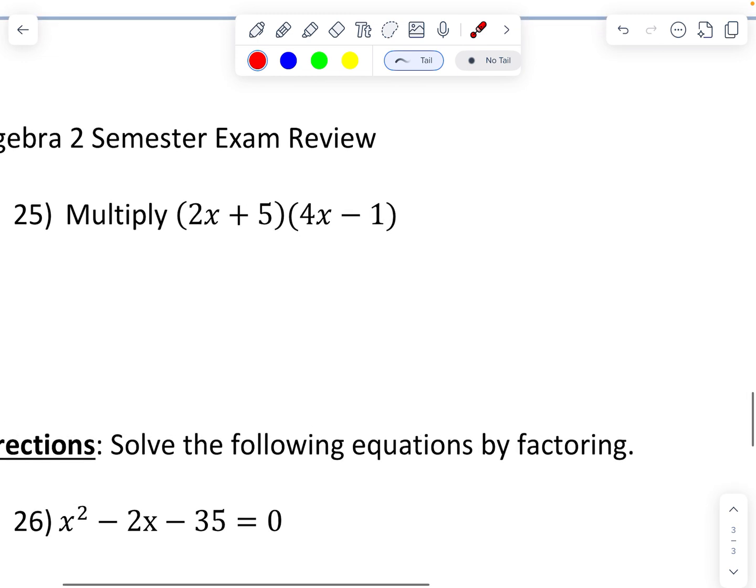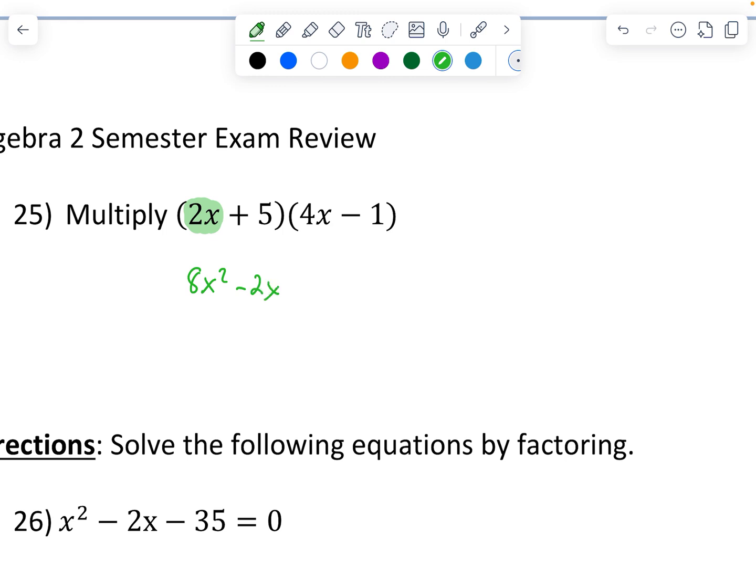Okay, multiplying here. So some people call it FOIL. I call it double distributive property. So all I'm going to do is distribute the 2x. So 2x times 4x and then times -1. So distribute. And you get 8x squared minus 2x.